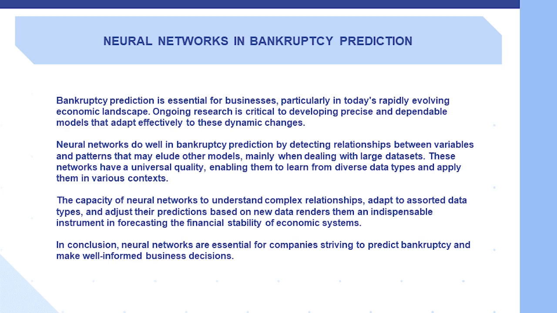The capacity of neural networks to understand complex relationships, adapt to assorted data types, and adjust their predictions based on new data renders them an indispensable tool in forecasting the financial stability of economic systems. In conclusion, neural networks are essential for companies striving to predict bankruptcy and make well-informed business decisions.